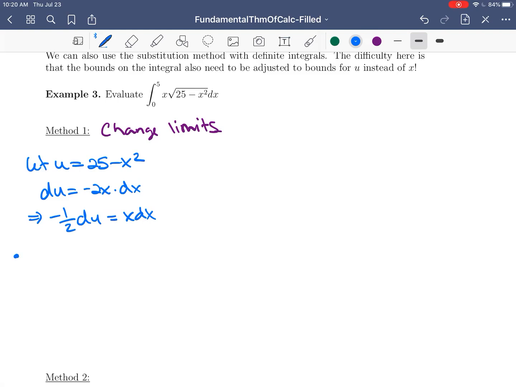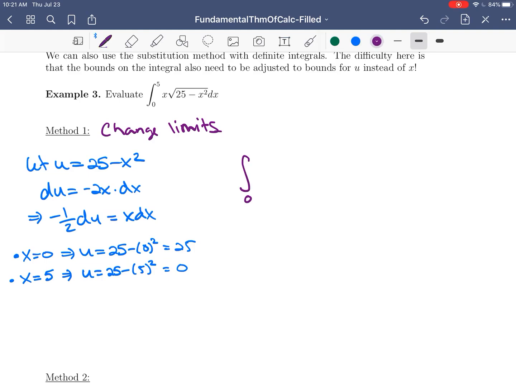But I'm also going to change the limits. When x is 0, u is going to be 25 minus 0 squared, so 25. And when x is 5, u is going to be 25 minus 5 squared, so 25 minus 25, which is 0. So the definite integral from 0 to 5, I'm going to switch this. The 0 bound turns into a bound of 25, and the 5 bound actually turns into a bound of 0. These are the u bounds. The top ones are for x, the bottom ones are for u.